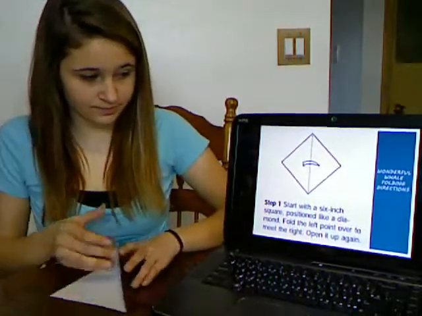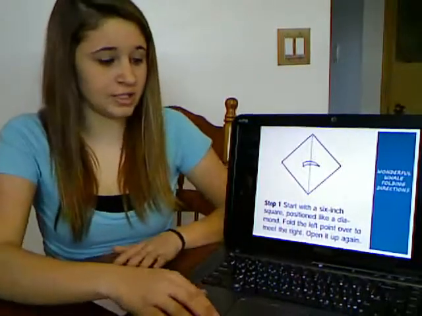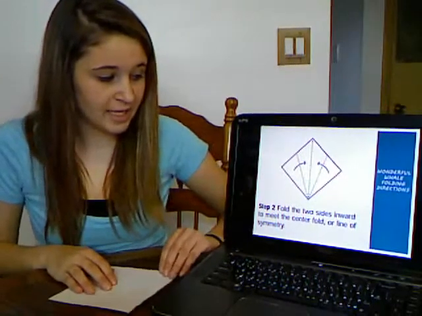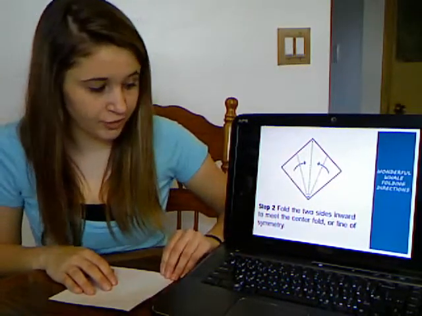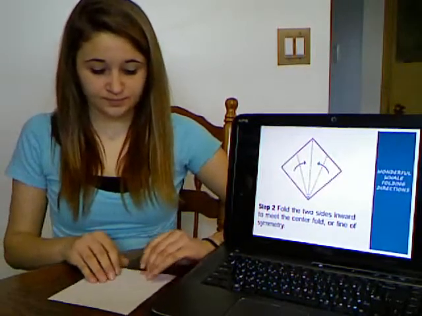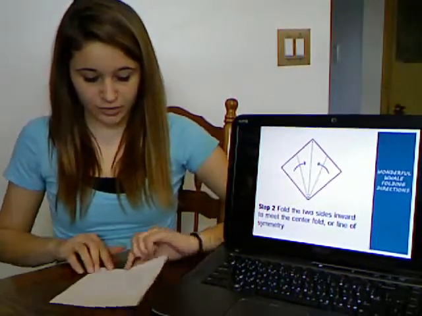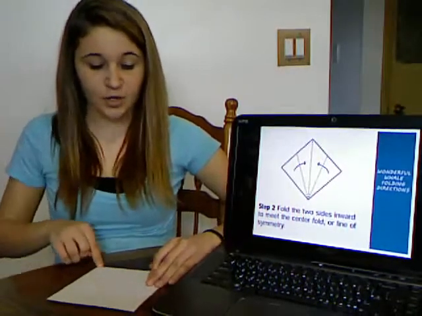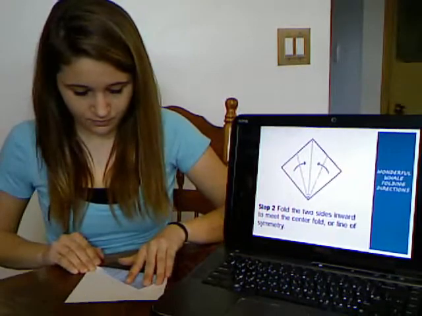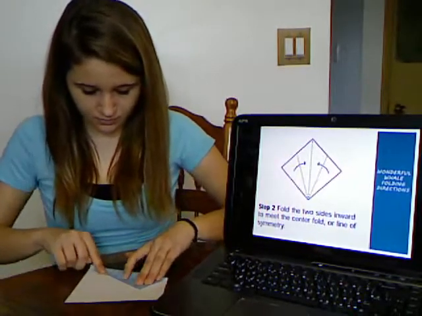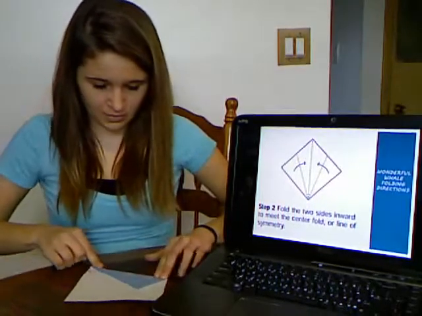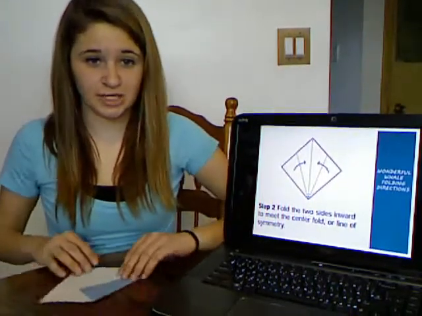Now, moving on, we'll leave it open to continue to the next step. The next step is to fold the two sides inward to meet the center fold, or the line of symmetry that we just covered. So we'll start with the left side, and we're just going to fold this side and have it line up with our line of symmetry. Once you have it lined up, we'll go ahead and crease it, and then we'll continue to the other side as well.